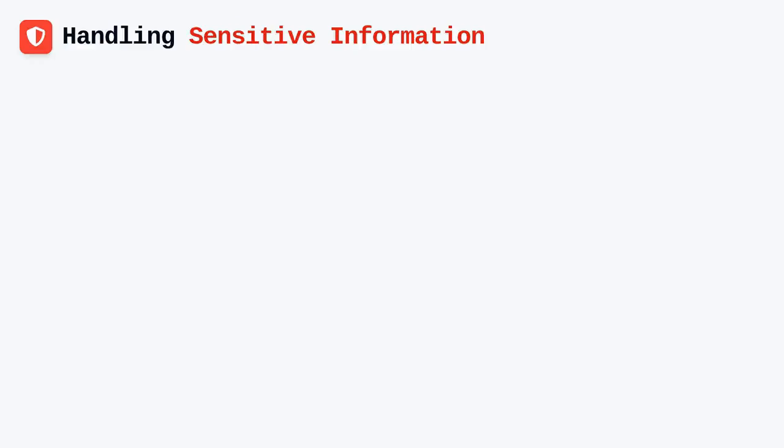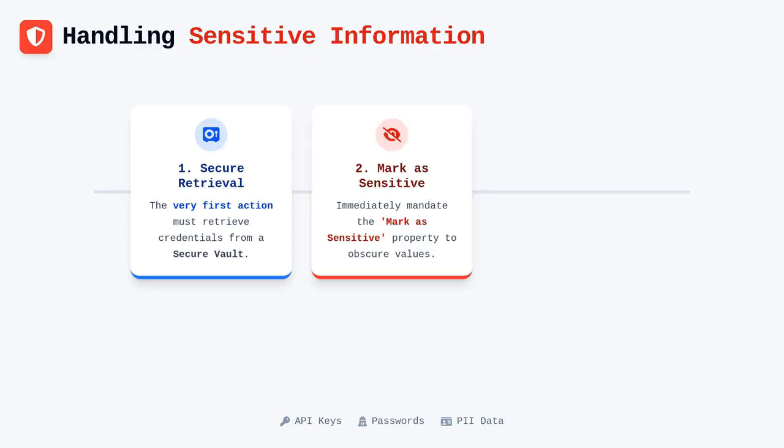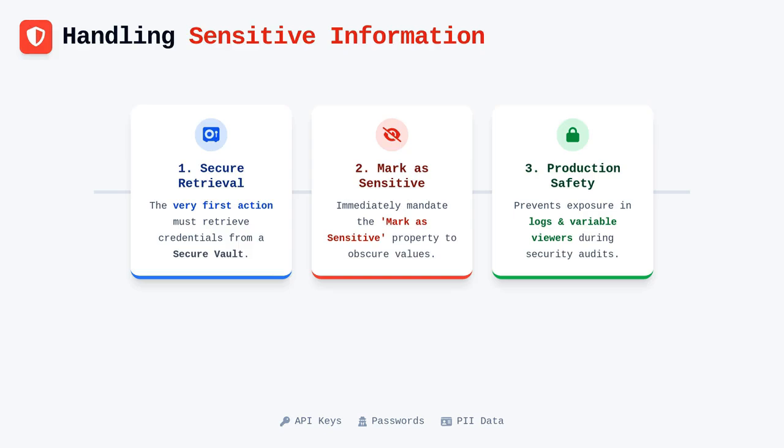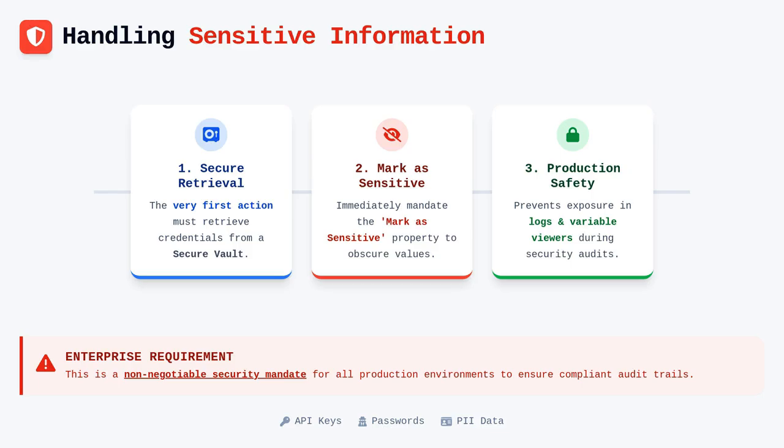When dealing with sensitive information, such as passwords, API keys, or personally identifiable data, you must utilize the Mark as Sensitive property. In a production environment, logs and the variable viewer utility might inadvertently expose these values if you are not careful. By marking a variable as sensitive, you instruct the engine to obscure its value in logs and standard debugging outputs. This is a non-negotiable security requirement in enterprise environments where audit trails are reviewed by security teams.